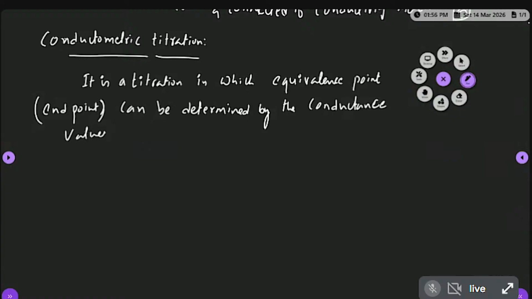Conductance values without using indicator. Okay, so in this titration we are not using the indicator. So without indicator we can find the end point by conductance values. So this is conductometric titration.